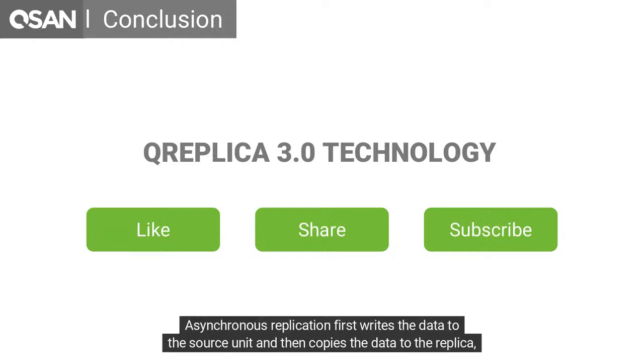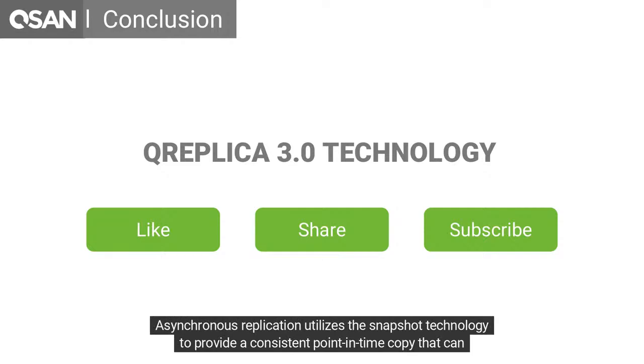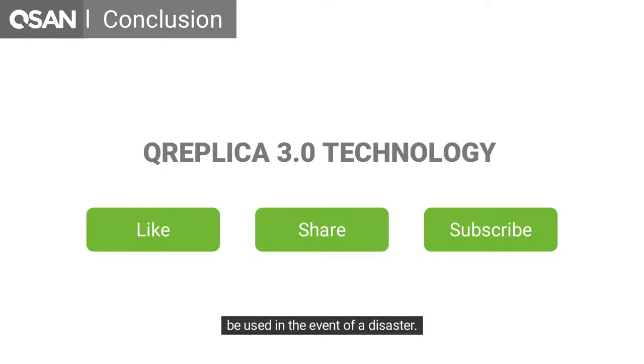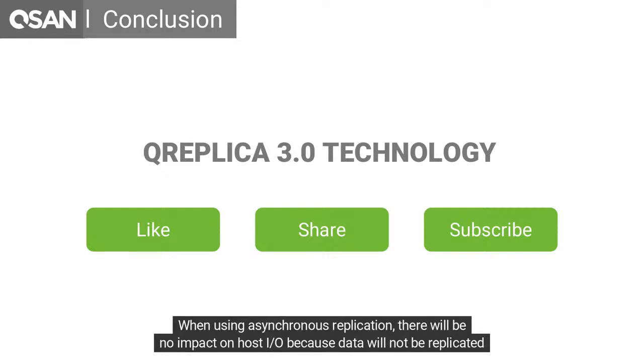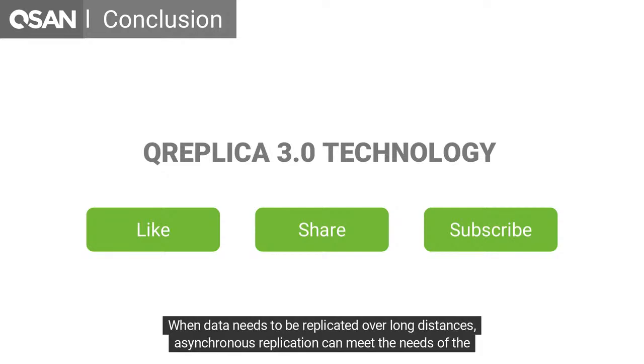Asynchronous replication first writes the data to the source unit and then copies the data to the replica, so there will be a certain delay in copying the data to the target unit. Asynchronous replication utilizes snapshot technology to provide a consistent point-in-time copy that can be used in the event of a disaster. When using asynchronous replication, there will be no impact on host I/O, because data will not be replicated when it enters the system. When data needs to be replicated over long distances, asynchronous replication can meet the needs of the enterprise.